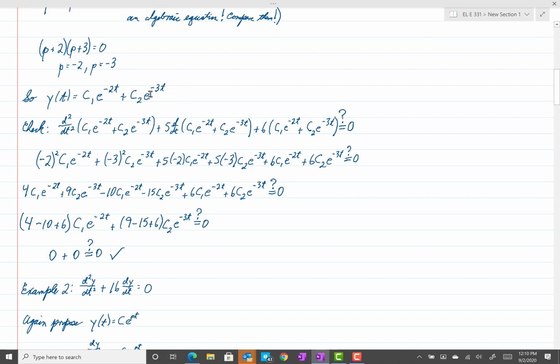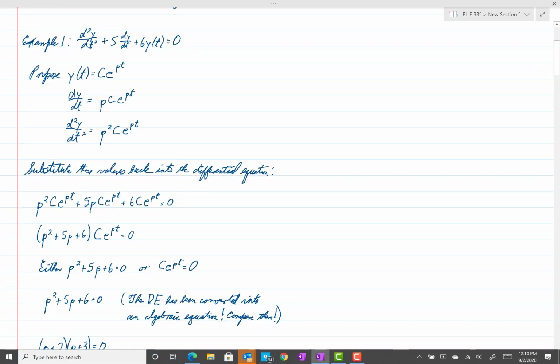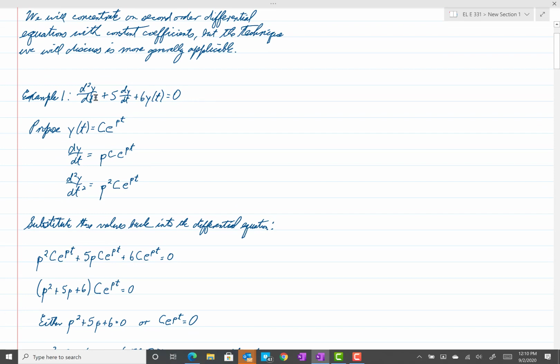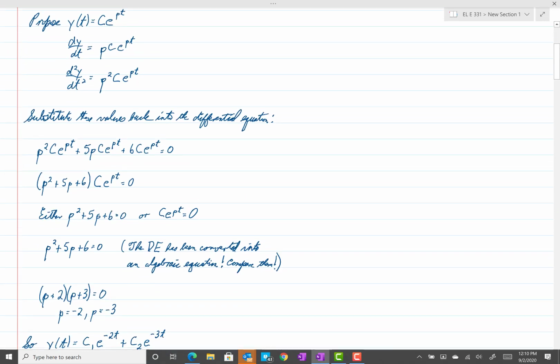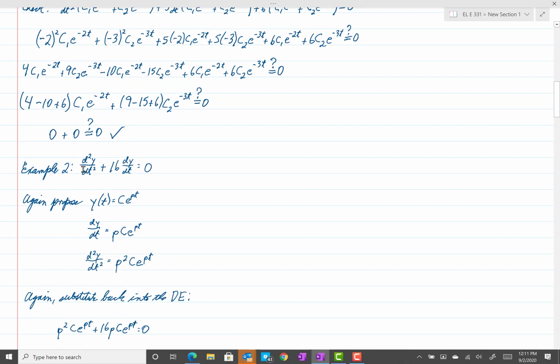So this is the solution to the first differential equation we're looking at today. This differential equation up here. Okay. So this is what happens when the algebraic equation associated with the differential equation has two real non-zero roots. And now we're going to look at some of the other possibilities that can arise. So, example 2.